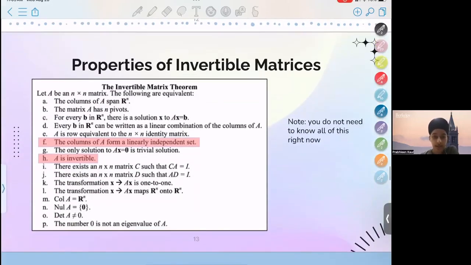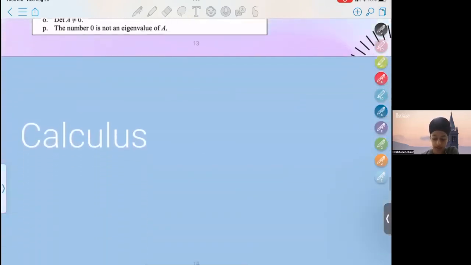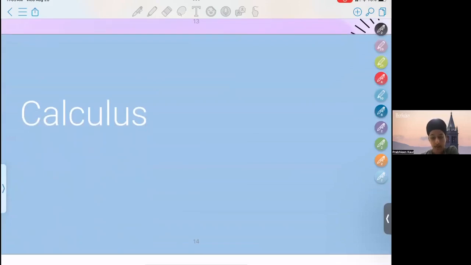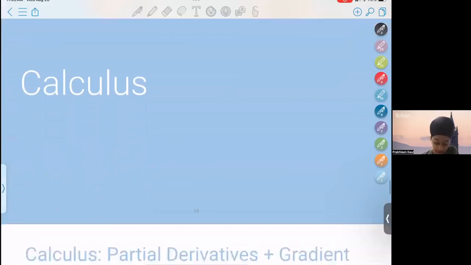For your reference, I've included a slide with more detailed properties of invertible matrices, but I won't go through them, and we'll expand on this more during the class. Okay, so that's our linear algebra review. And now we'll move on to some calculus that's relevant for the course.